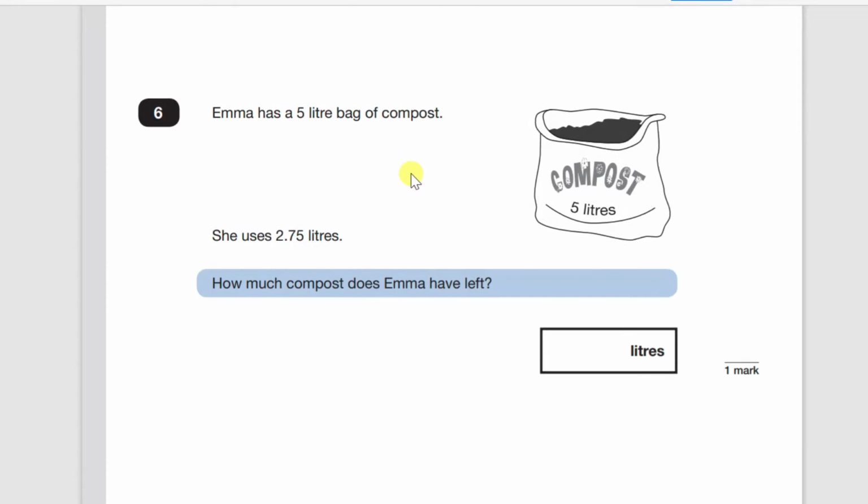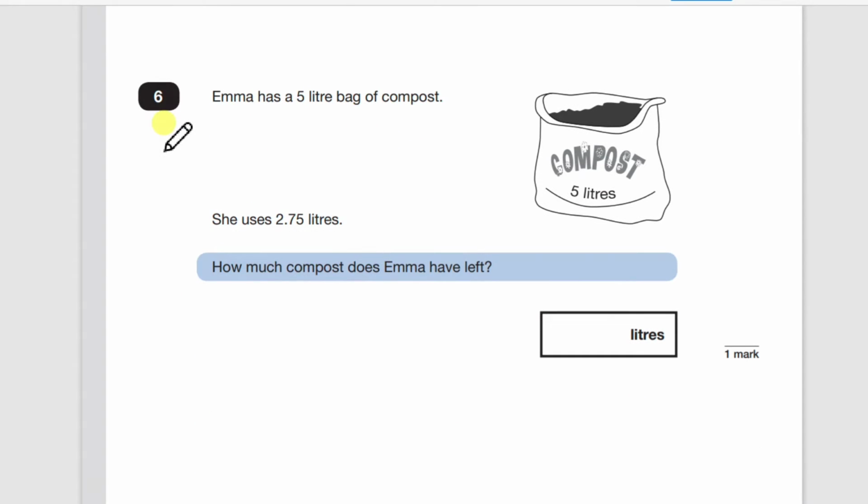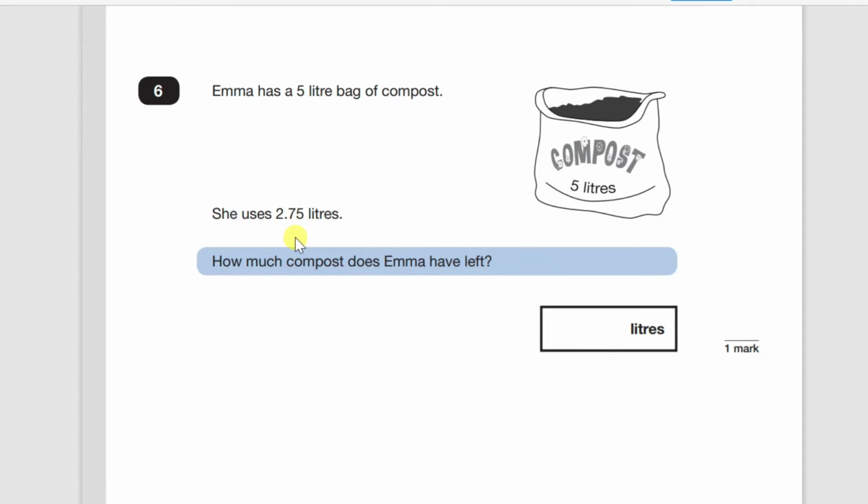Alright. 6. So Emma has a 5-liter bag of compost. She uses 2.75 liters. How much compost does she have left? So you have 5 and now she used 2.75. Let's subtract the numbers. So you got 5 take away, and because you got decimal places, it's better to add 2 more decimals. So 5.00 take away 2.75.